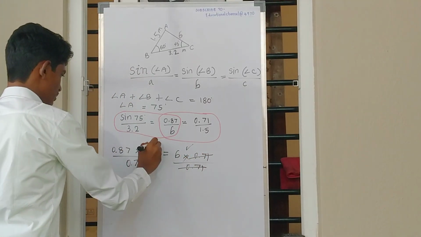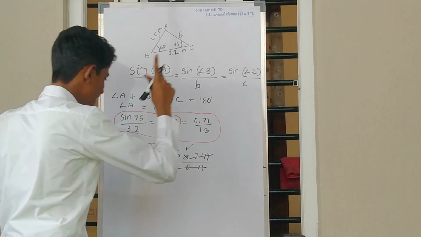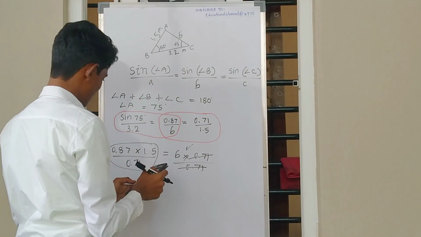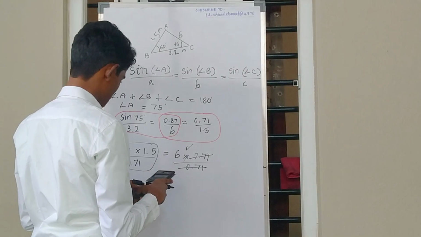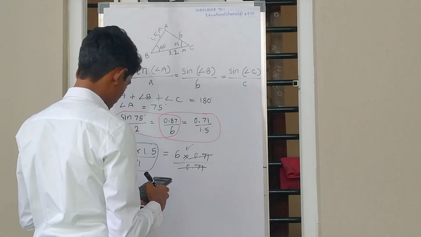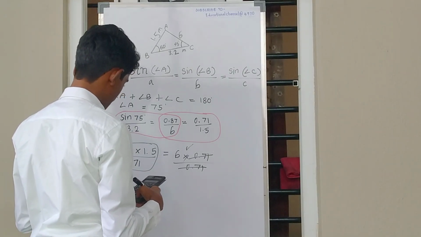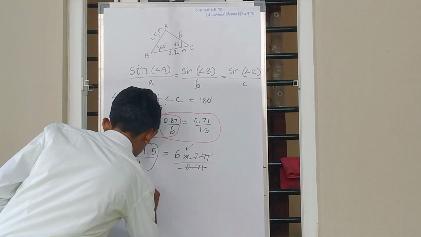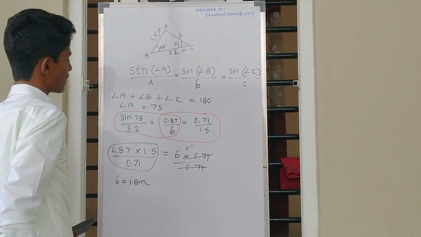Now this is the value of b in meters. Let's calculate it. It takes time, right? 0.87 times 1.5 whole divided by 0.71. It is 1.8 meters.